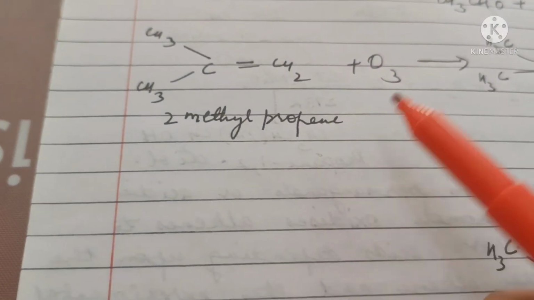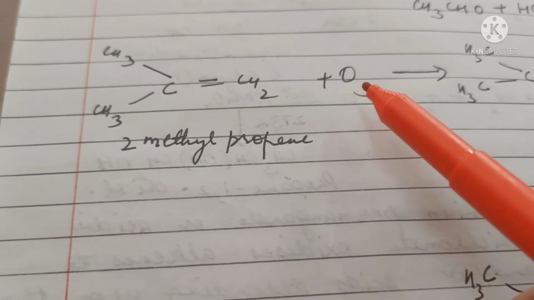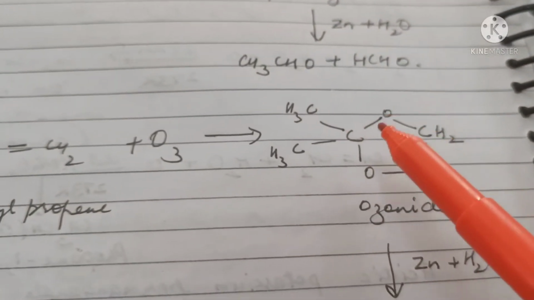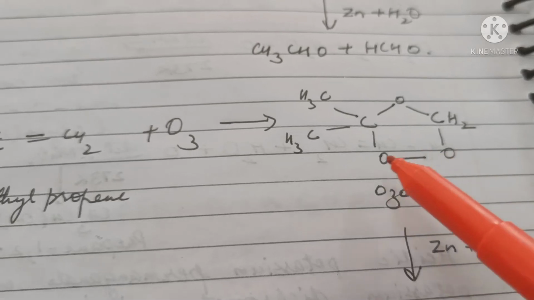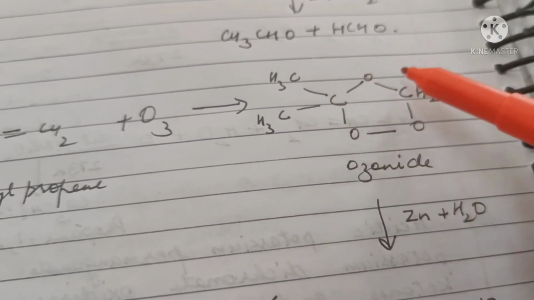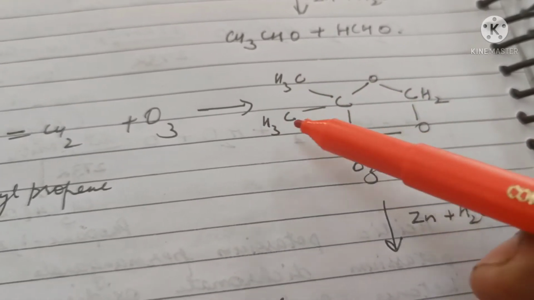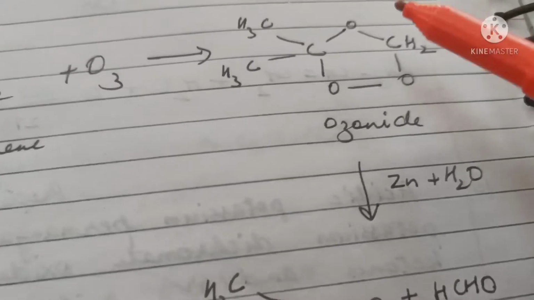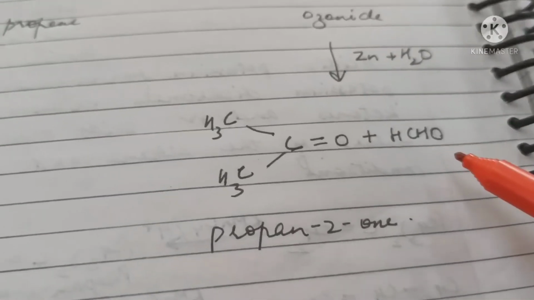Similarly, when 2-methylpropene is reacted with ozone, ozone gets added here, the double bond will break and this hut-like structure will be formed. Then with zinc and water, homolysis will occur. So CH3C double bond O, CH3 will be formed, which is propanone or acetone, and HCHO will be formed. So accordingly, we can find the products.